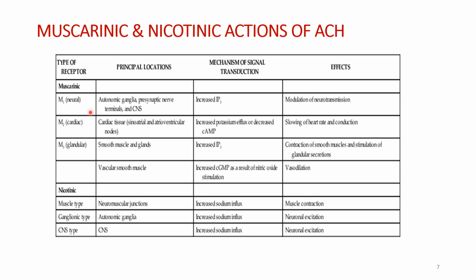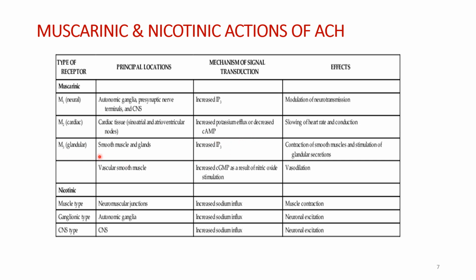Next, M1 is called neuronal. M2 is cardiac. They are present on the heart, particularly at the sinoatrial and atrioventricular nodes. So at the nodal level we have M2 types of receptors. They cause increased potassium efflux or decreased cyclic AMP. So you can see slowing of the heart rate and slowing of the conduction of the electrical impulse in the heart. There will be delay in the conduction and slowing of the heart rate. They act by increased potassium efflux or decreased cyclic AMP.